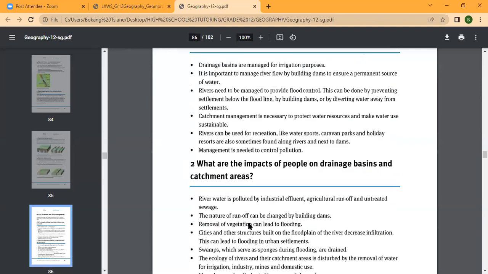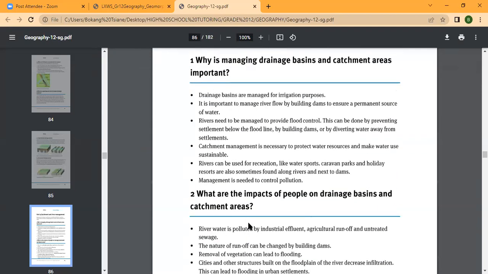Here's why it is important to manage your drainage basins and your catchment areas, your rivers, your dams. The reason is because we can use water from the drainage basins for irrigation purposes. If we build dams, then we have a permanent source of water. We need to manage rivers to control floods, and it is necessary to manage catchment areas to protect water resources and make use of water in a sustainable way.